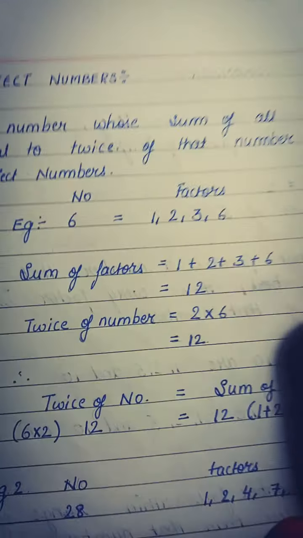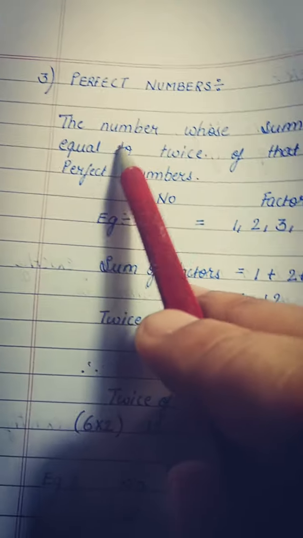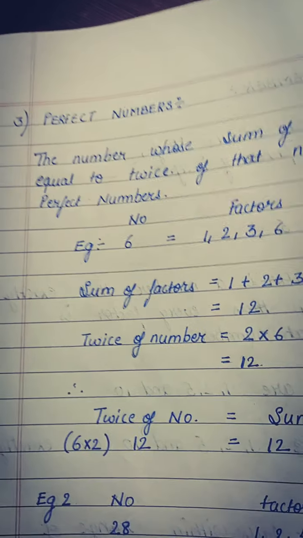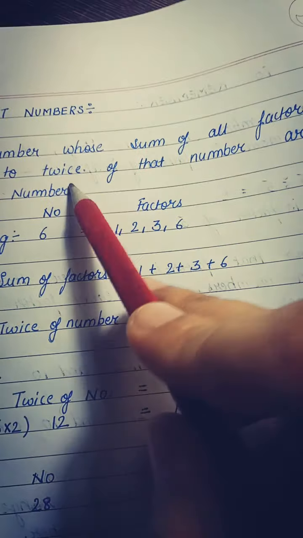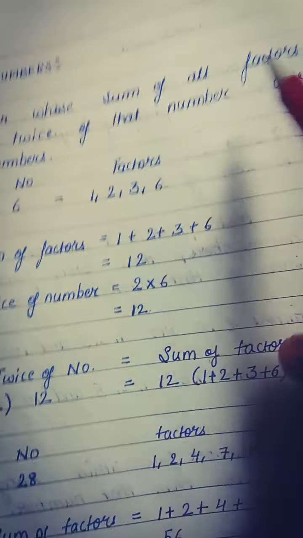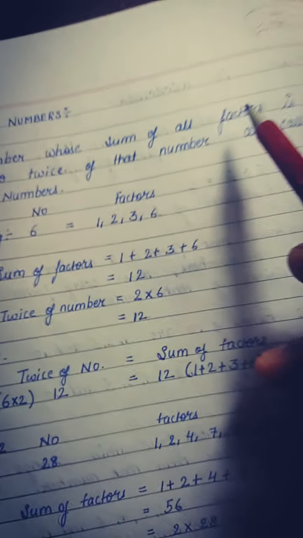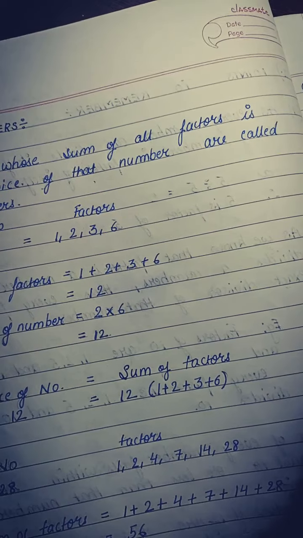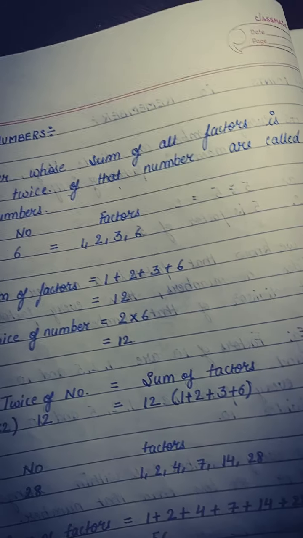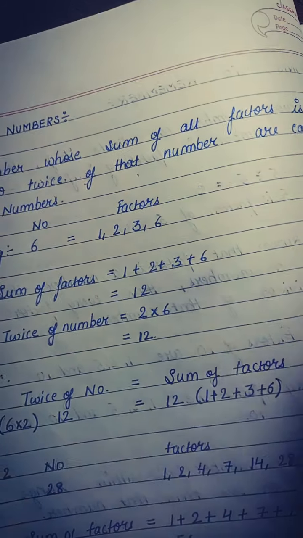Now come the perfect numbers. What are perfect numbers? Numbers whose sum of factors is equal to twice that number are known as perfect numbers. Here we will discuss 2 examples, which are 6 and 28. There are several other such numbers. By following the rule you can find them.